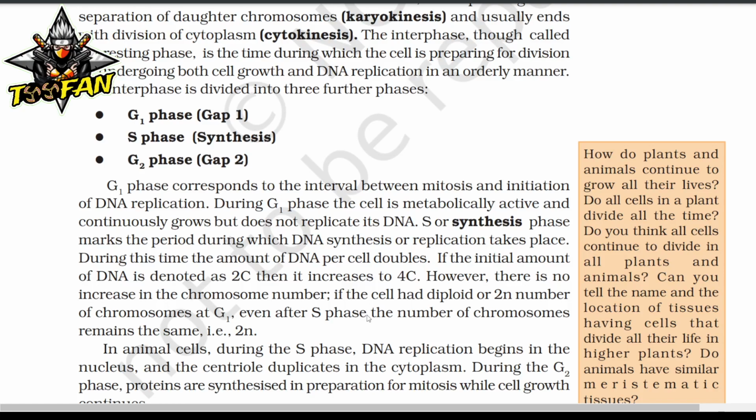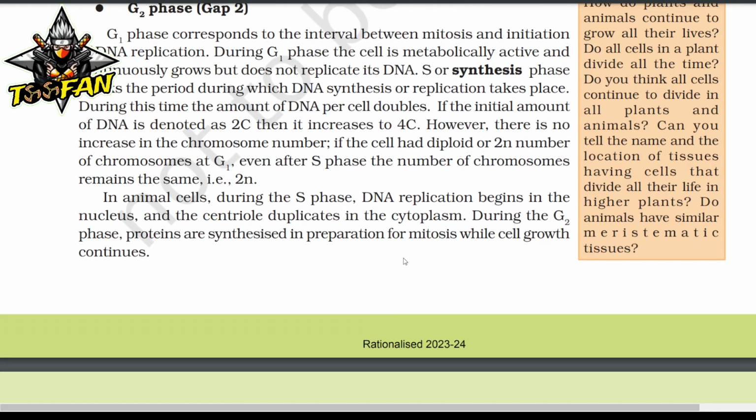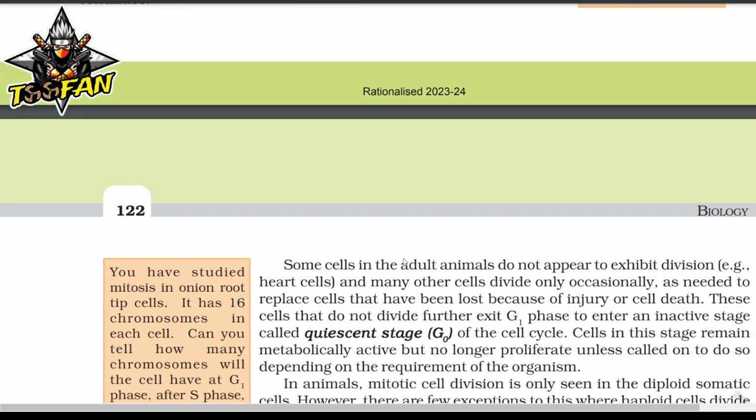S or synthesis phase marks the period during which the DNA synthesis or replication takes place. During this time, the amount of DNA per cell doubles. If the initial amount of DNA is denoted as 2C, then it increases to 4C. However, there is no increase in the chromosome number. If the cell had diploid or 2n number of chromosomes at G1, even after S phase, the number of chromosomes remains the same, that is 2n. In animal cells, during the S phase, DNA replication begins in the nucleus and centrioles duplicate in the cytoplasm. During the G2 phase, proteins are synthesized in preparation for the mitosis while the cell growth continues.